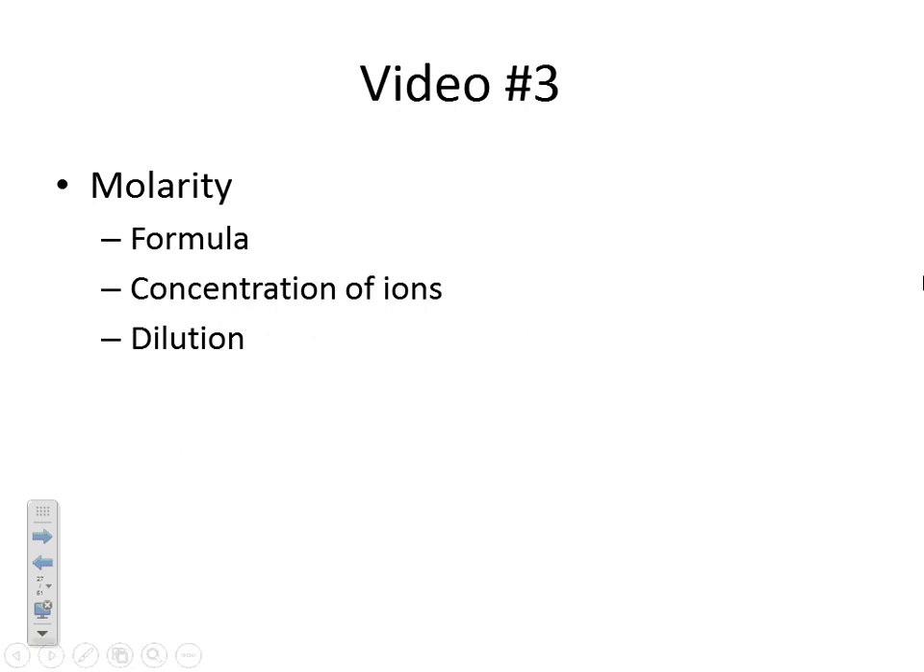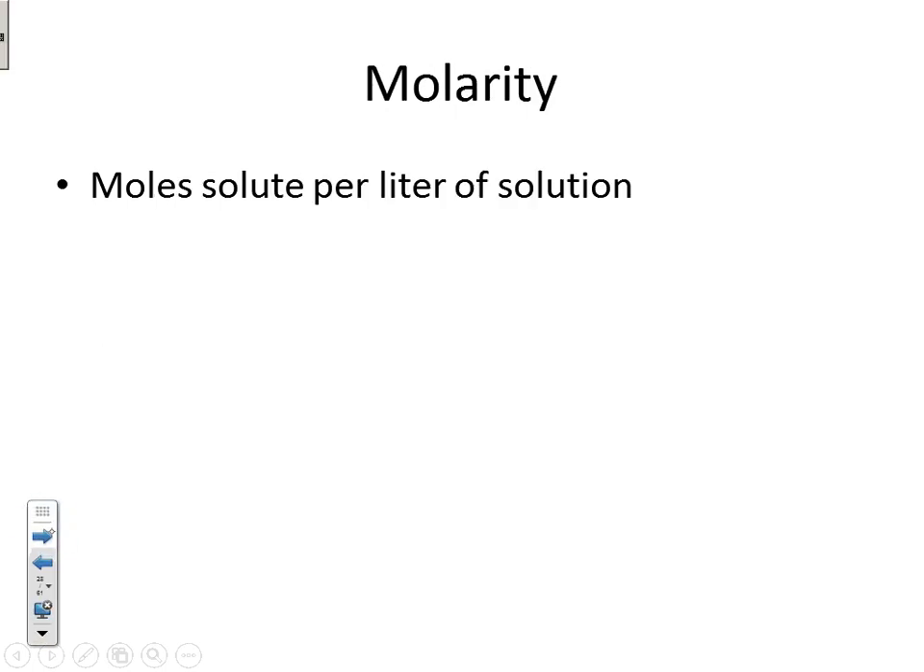This is video number 3 for chapter 4, solution stoichiometry. And in this video I'm going to talk about molarity, the formula for molarity, calculating molarity, and how it relates to concentrations of ionic compounds, and therefore ions in solution, as well as dilution, what that means and how we can actually calculate that. So molarity is something that you saw before in Regents chemistry.